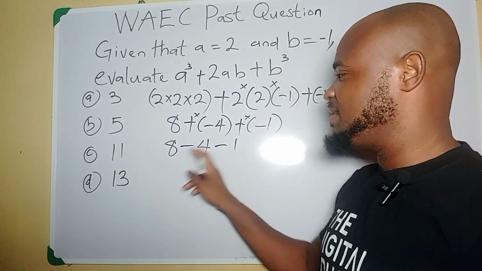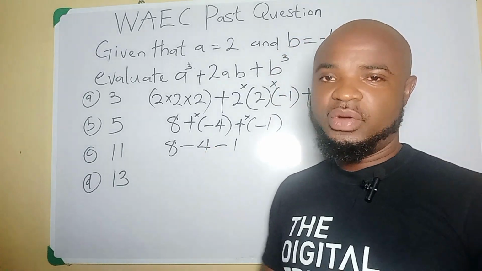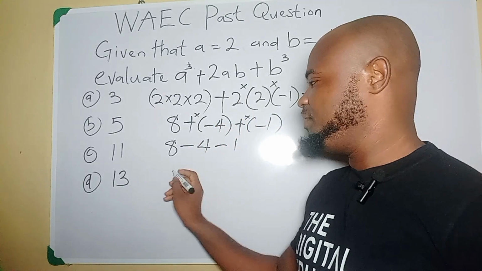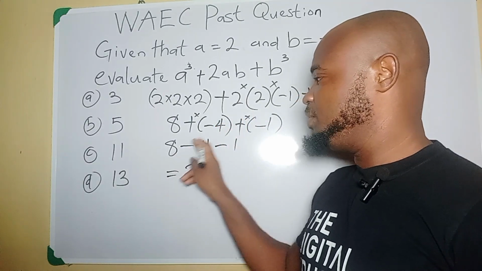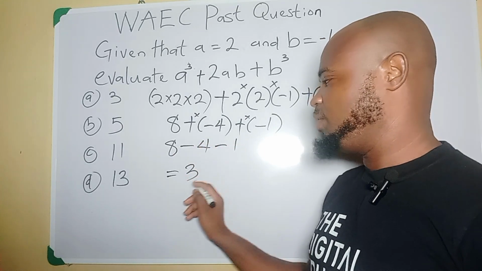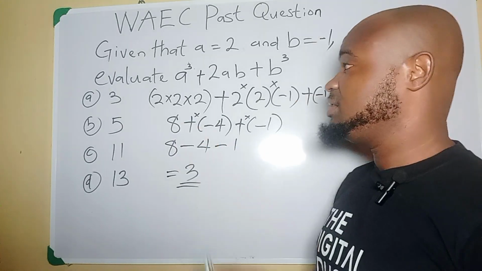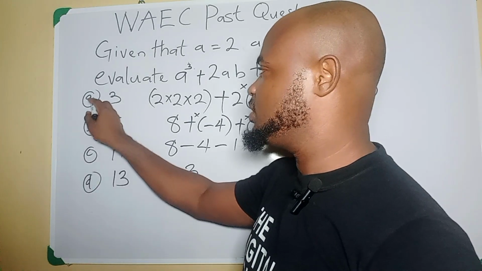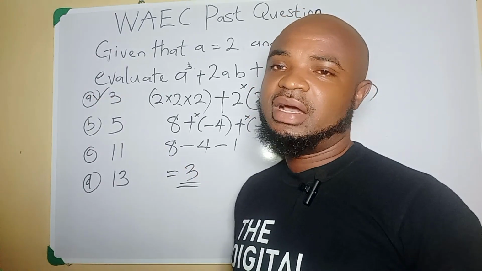Good. So that is 8 minus 4 will give me what? 4. Right? 8 minus 4 gives me 4. And take away 1 from 4. What do you have? 3. 8 minus 4 is 4. 4 minus 1 is what? 3. And that is it. Let's check our options and see the one that tallies with what we've gotten. And that is obviously option A. And that is it.